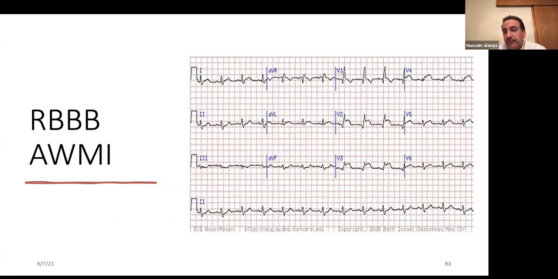Okay, this is again a right bundle branch block with anterior MI, and easily if we apply the rule, we draw a line and draw another line from the TP segment, you will find that there's significant ST elevation in V2, V3, and V4.